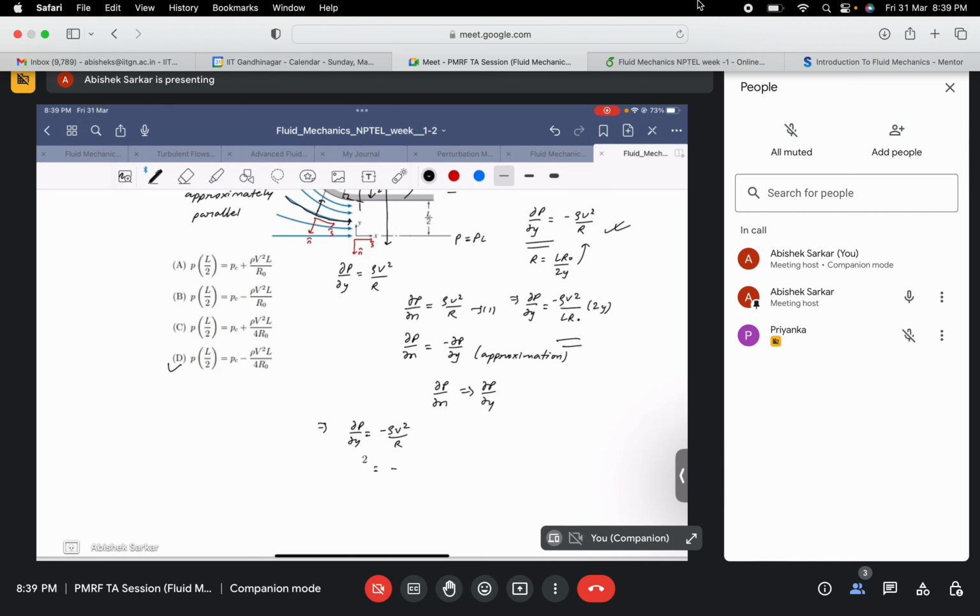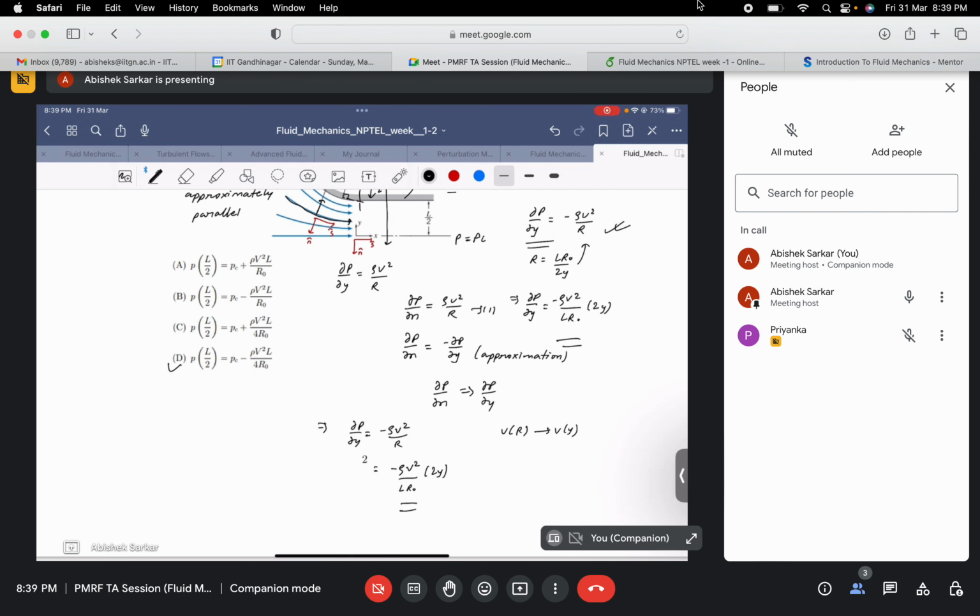So it becomes minus rho v square by L R naught, all terms are constant, and 2y. v is also constant because they have mentioned that v remains constant along all the streamlines. If they had said that v is a function of r, then you would again have to transform v of r to v of y. But since v is constant, you can take it out of the integration sign and do the necessary integration.